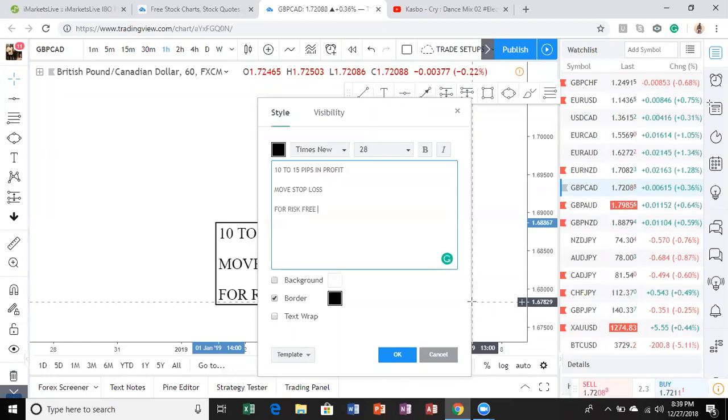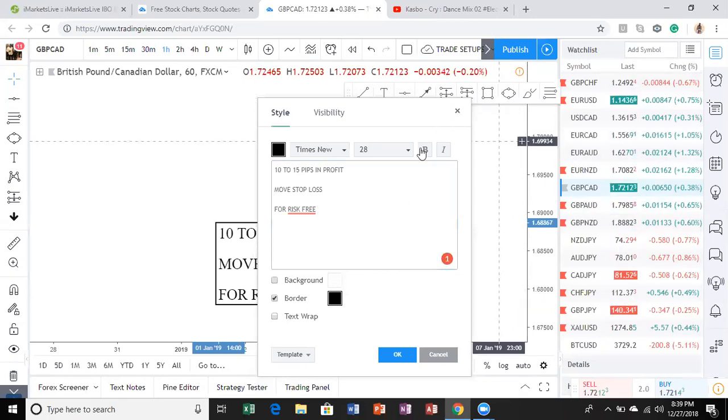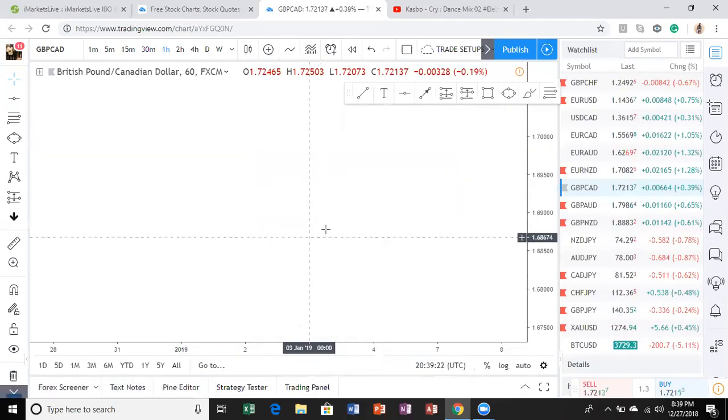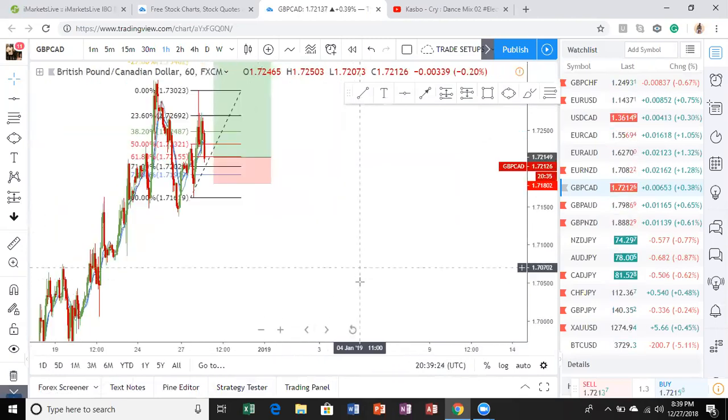Okay. As soon as you see the pair is like 10 to 15 pips in profit, what you have to do, you move your stop loss either 2 pips below or 2 pips above. Okay, 10 to 15 pips, you move your stop loss for a risk-free trade. So in case the price comes back down, you don't lose anything.